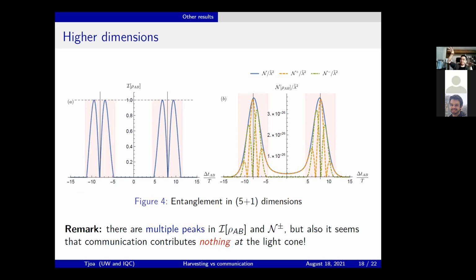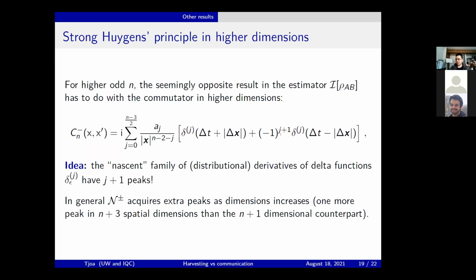So if you look at this naively, you might think that the 5+1 result contradicts the results in 3+1. So what is happening here? The short answer, well, I'm not sure if it is short, but this is another place where I will show the formula, is that this has to do with the fact that the commutator in arbitrary dimension goes with the Dirac delta functions and its distributional derivatives, and it is supported on the light cone.